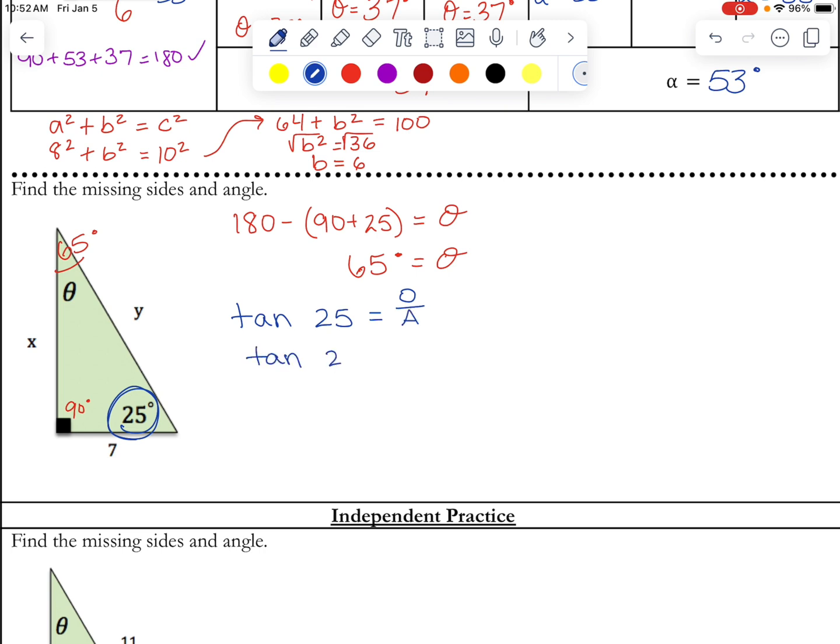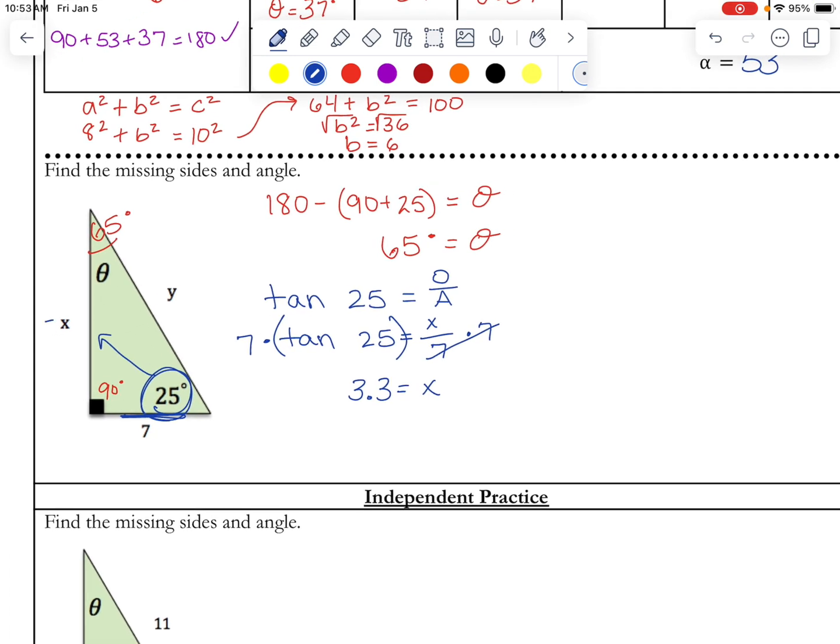So if I rewrite this, opposite 25 is x, and adjacent 25 is my 7. So now I'm just using algebra skills to solve this. I need to multiply by 7 on both sides, so those 7's cancel out. I'm left with x. When you multiply tangent 25, make sure you put parentheses around it in your calculator and then multiply by 7. You should get 3.3 as your rounded answer. So in my diagram, x equals 3.3.